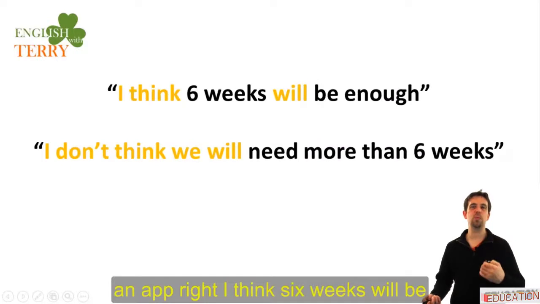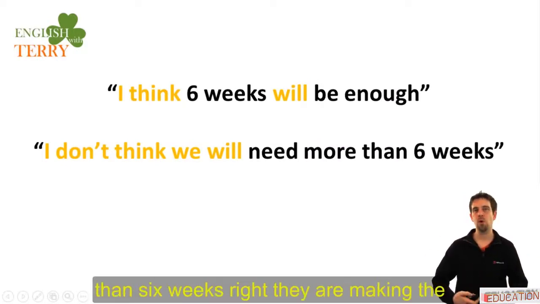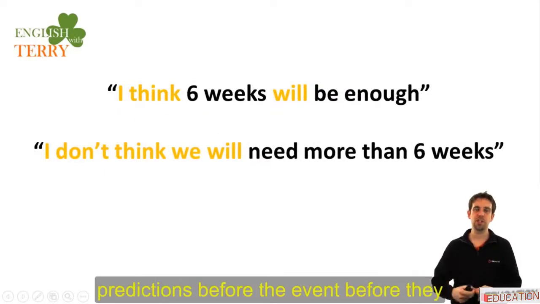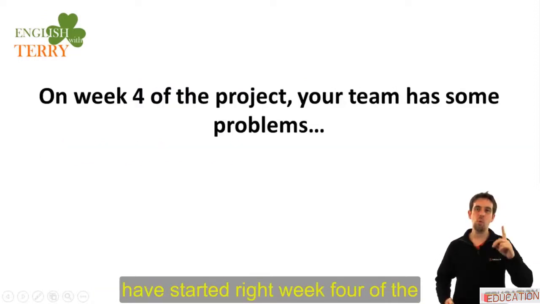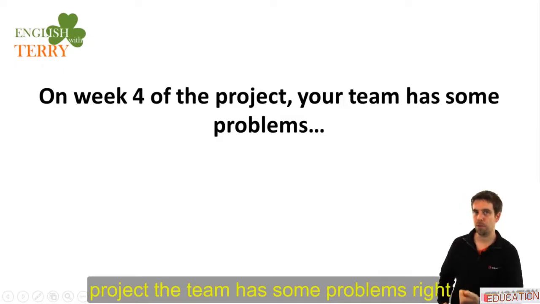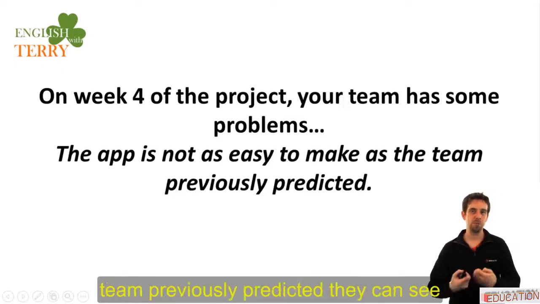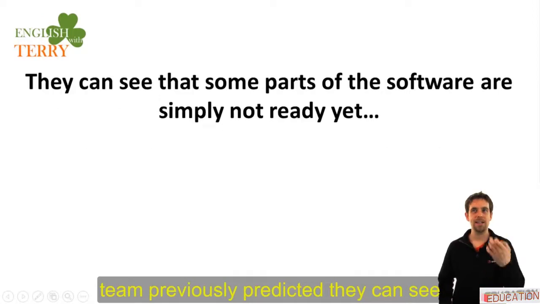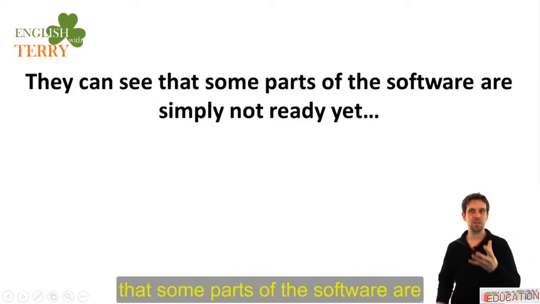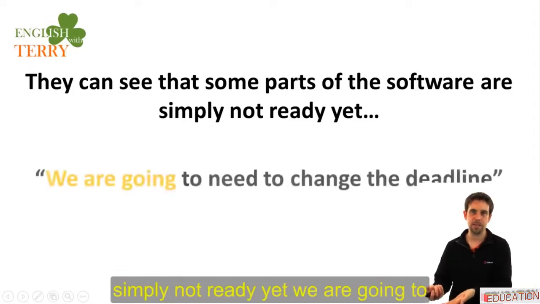I think 6 weeks will be enough. I don't think we will need more than 6 weeks, right? They are making the predictions before the event, before they have started, right? Week 4 of the project, the team has some problems, right? The app is not as easy to make as the team previously predicted. They can see that some parts of the software are simply not ready yet.